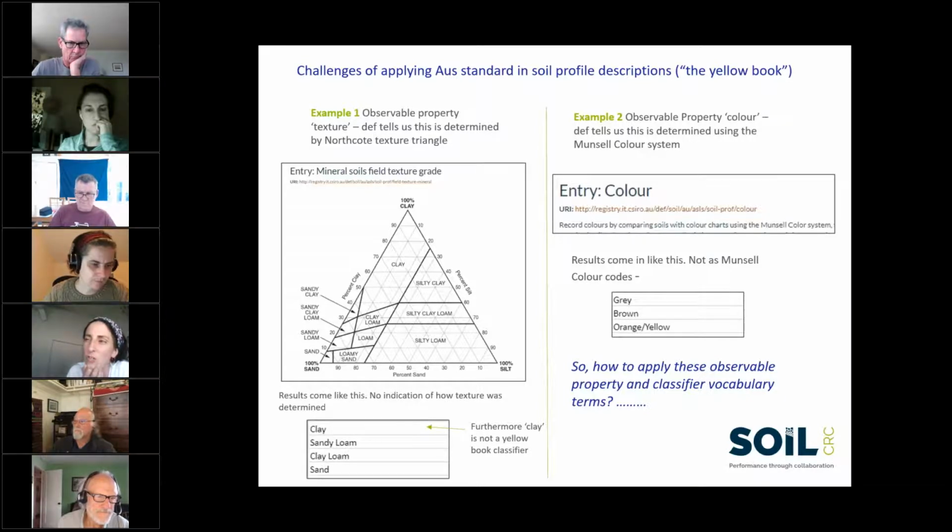We're like, well, should we really be using the Yellow Book as their property? Yeah, we don't really know. We're just thinking about it at the moment. Same with colour. There's the property colour. It says it uses the Munsell colour system in the description, and these are the type of results we get: grey, brown, all types, yellow, brown, greenish, whatever.